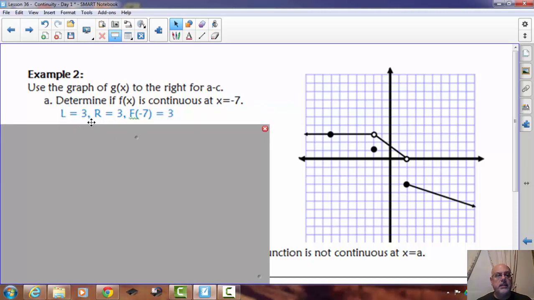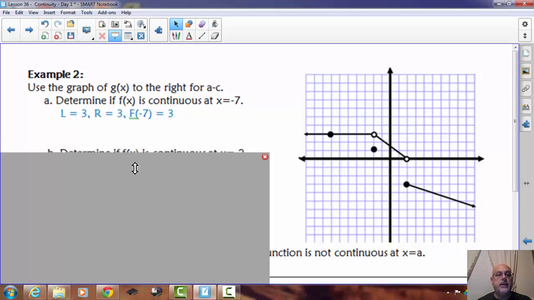So I jot these little notes down here. The limit from the left is 3, the limit from the right is 3, and f of negative 7 is also 3. When they all match, the function is said to be continuous at that point.